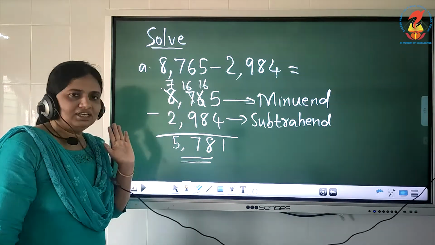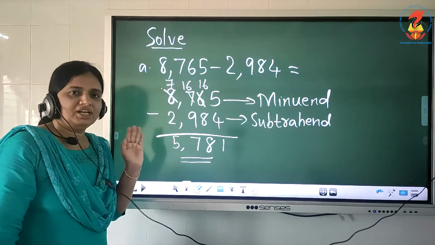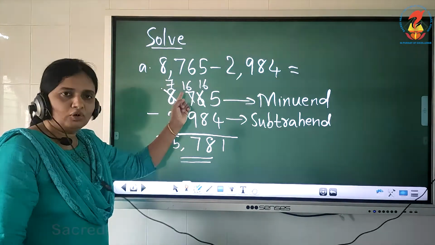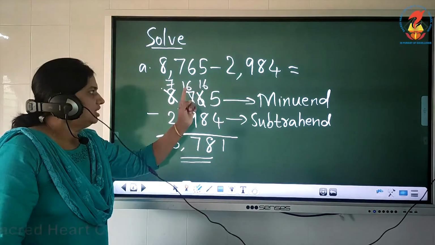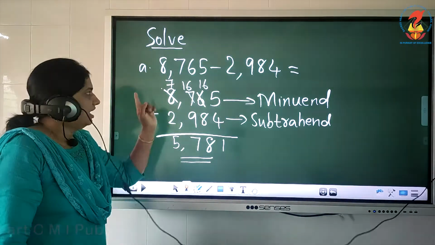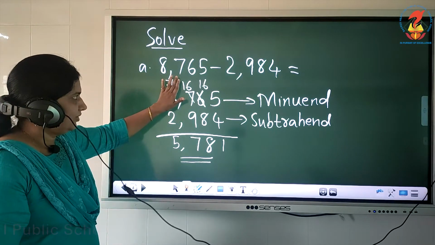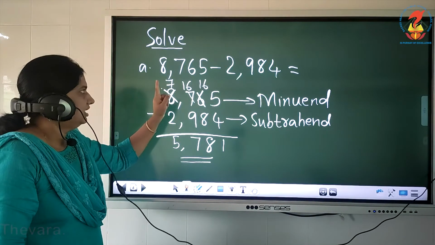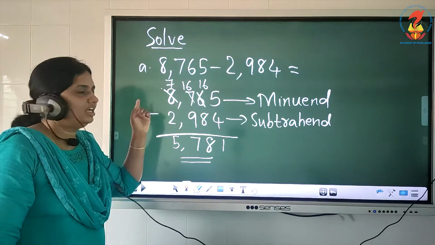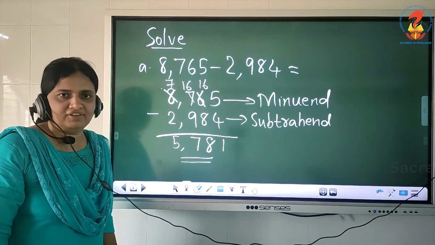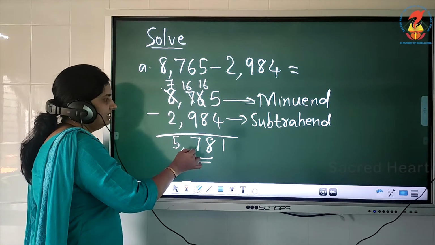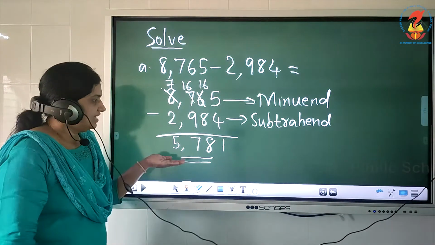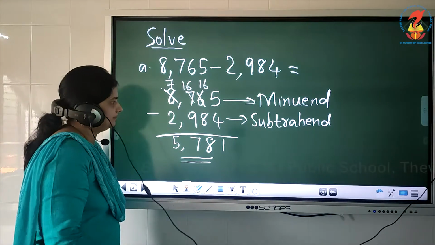And 6 minus 8 is not possible, because subtraction is always from the bigger number. That's why I need to make it bigger. I need to borrow 1 from 7. It will become 16. 16 minus 8 equals 8. And again I got 6 here, but 6 is less than 9. So again I need to borrow 1 from 8. It will become 16 and 8 lost 1, so it becomes 7. Then 16 minus 9 is 7 and 7 minus 2 is 5. Answer is 5781.